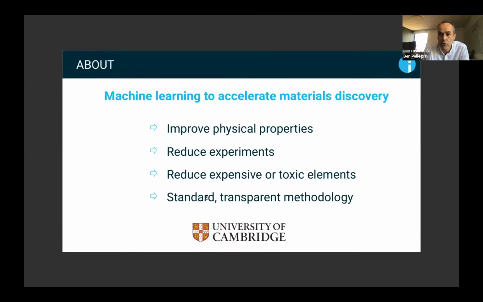Firstly, we can reduce the number of expensive and iterative experiments by around 90%, saving both time and money. Secondly, we can reduce the reliance on expensive or toxic components. Can we design materials and chemicals with the same physical characteristics, cheaper and cleaner, with machine learning? And finally, standardizing a data-driven approach to these material and chemical design problems. This data-driven approach, which machine learning really is, means that information and decision-making can be made more transparent.